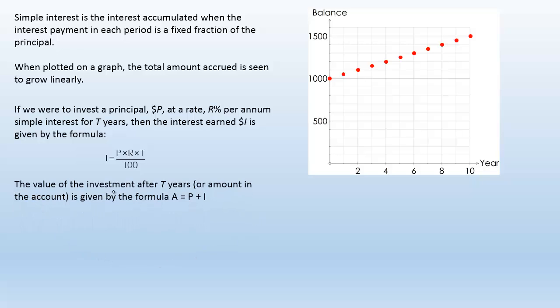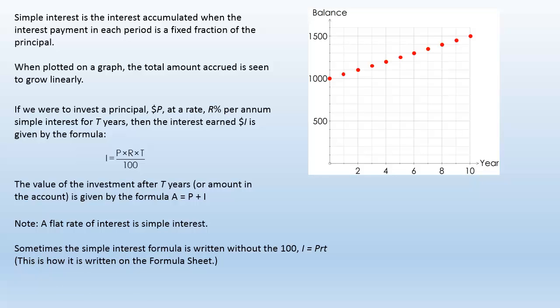The value of the investment after T years, or the amount in the account, is then given by the amount in the account is equal to the principal, the amount you invested, plus the accumulated interest, which is given by the formula. Note, whenever you see a flat rate of interest, they're talking about simple interest.